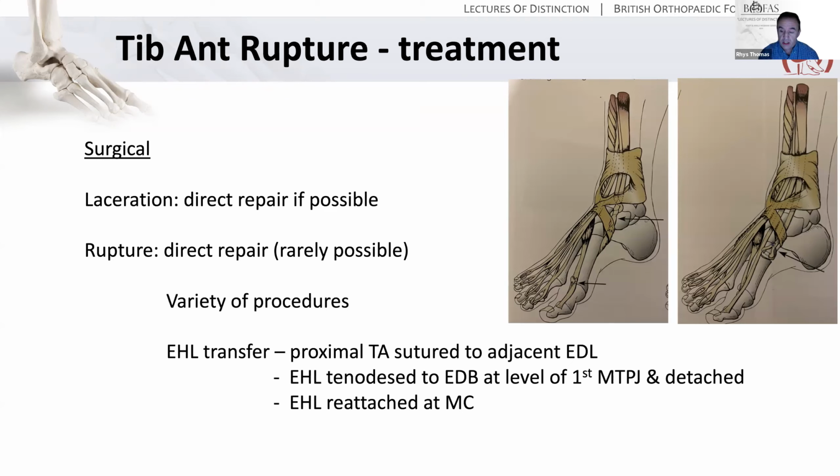The long extensor is then detached and reattached through or at the medial cuneiform. As I say, you can also use free tendon grafts, and these have been described. My personal experience, and as I say, I tend to see this more commonly in the elderly population, is most elderly patients tend to have little functional deficit, and even trying to persuade them to have something done is quite difficult.